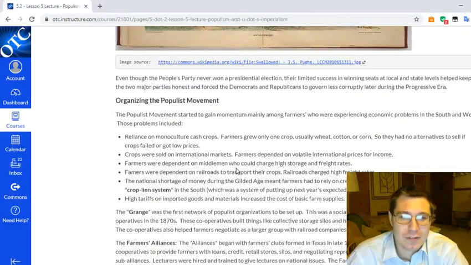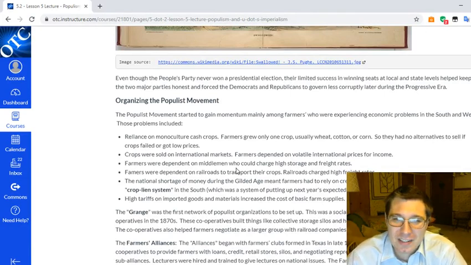Even though the People's Party or the Populist Party never won a presidential election, their limited success in winning seats at local and state levels helped keep the two major parties honest and forced the Democrats and Republicans to govern less corruptly later during the Progressive era. Otherwise, the Populist Party would just keep taking more and more of their votes.